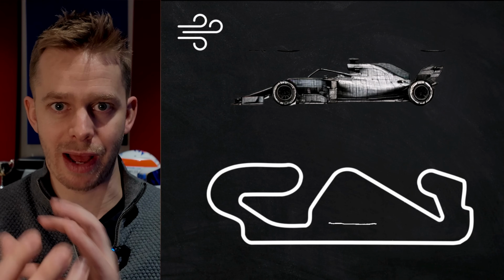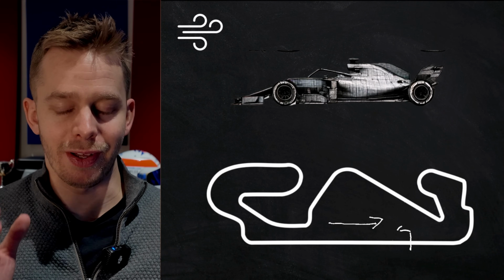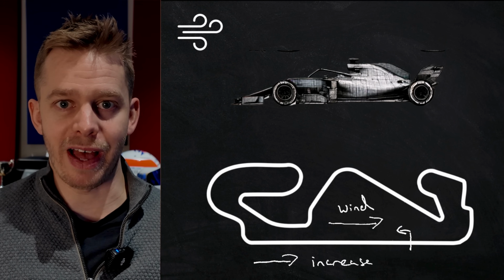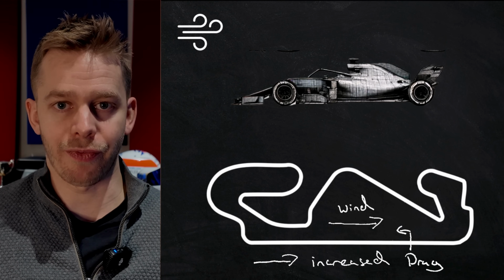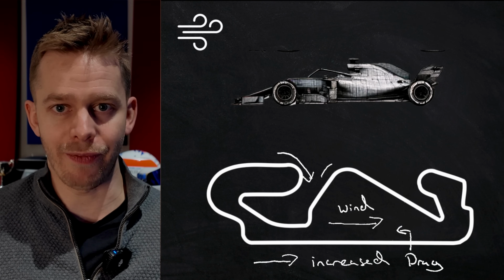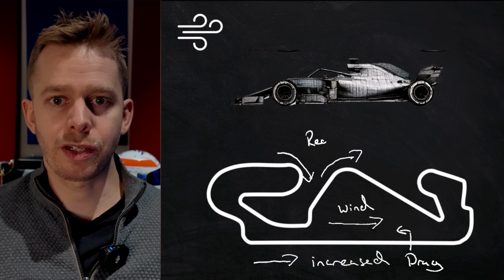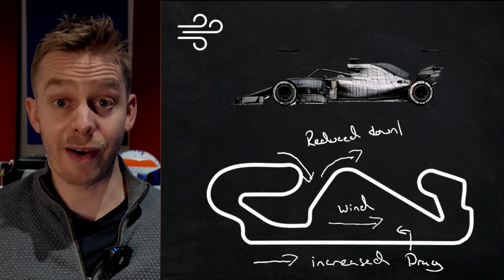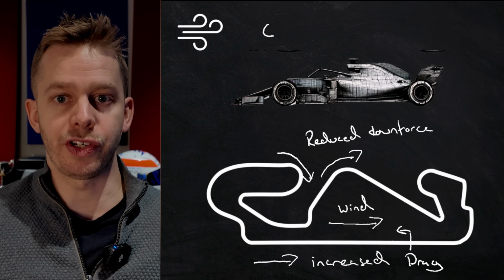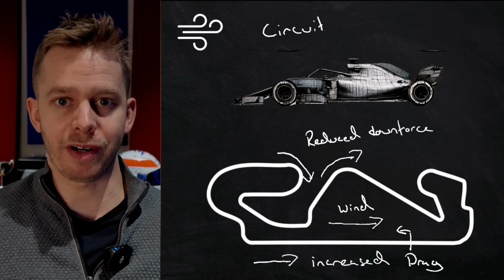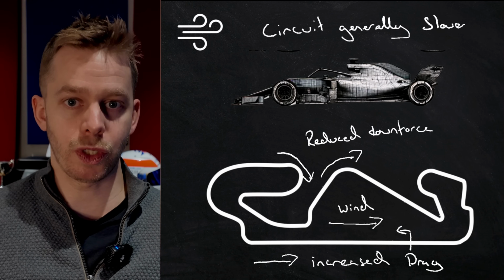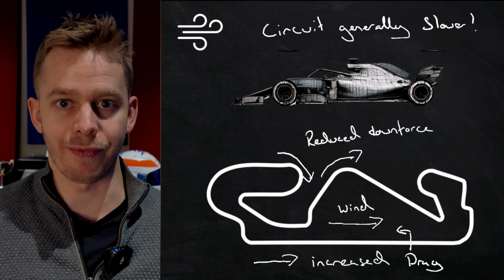Let's flip that wind around and say we have the front straight as a headwind and then a tailwind all the way through the middle sector. Well, then we have the reverse effect. So we're gaining drag down the front straight and then losing downforce in the middle sector. So these two wind directions have changed not only the characteristics of the car, but also the general speed of the racetrack. In fact, it has made the circuit faster or slower, depending on the directionality of the wind.